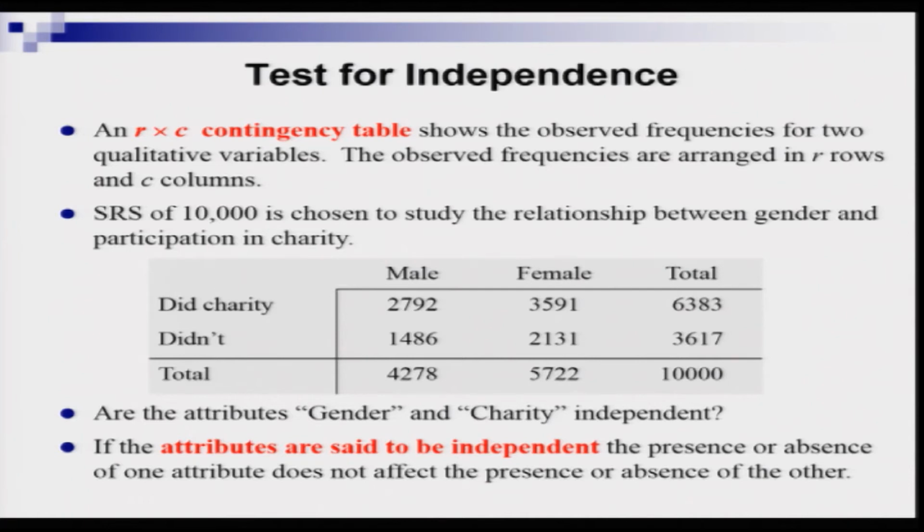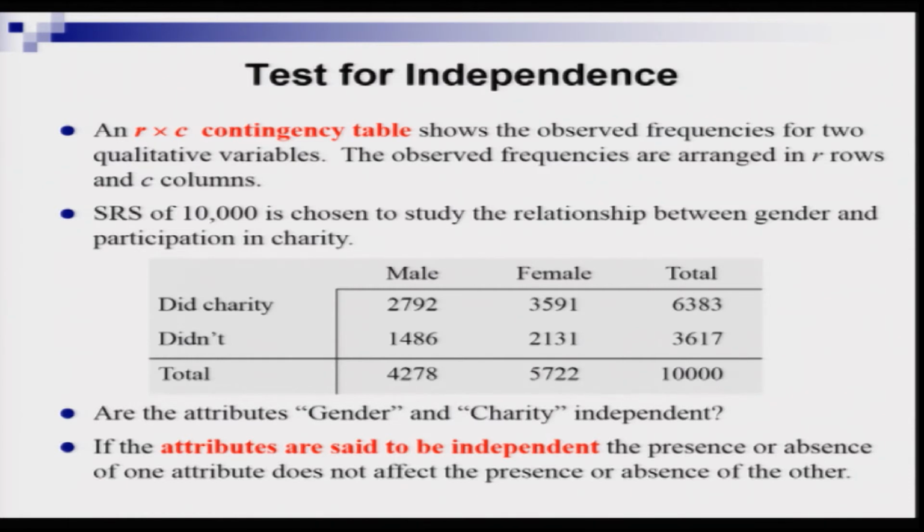So, let us assume that there is a social scientist who wants to study whether gender has any association with the participation in charity activities. So, to test that hypothesis or to study this association between these 2 attributes, gender and charity behavior, a simple random sample of 10,000 is chosen, and the frequency is arranged in a contingency table.